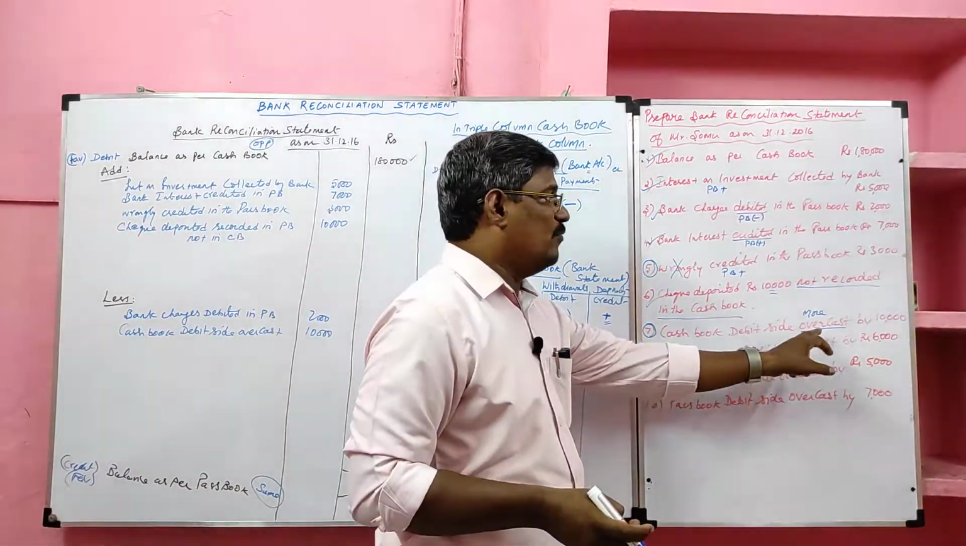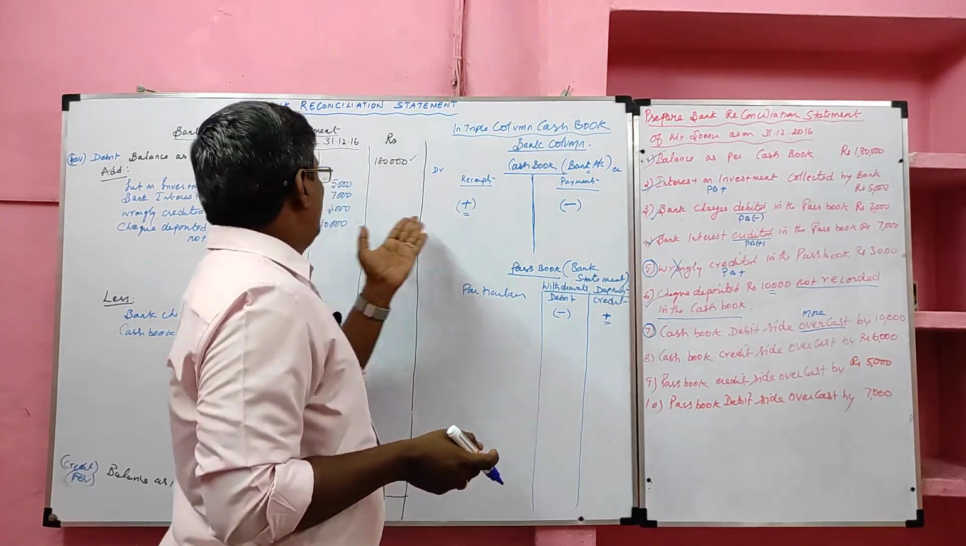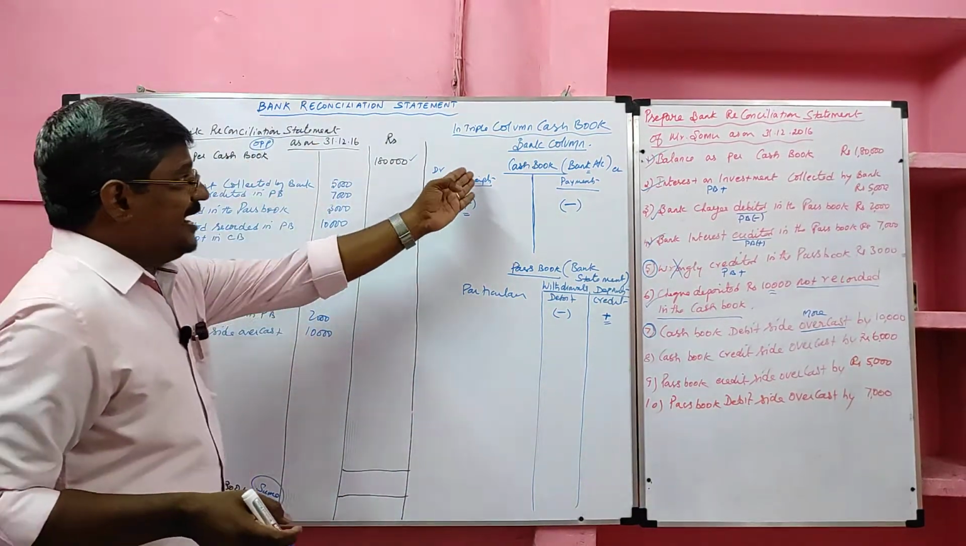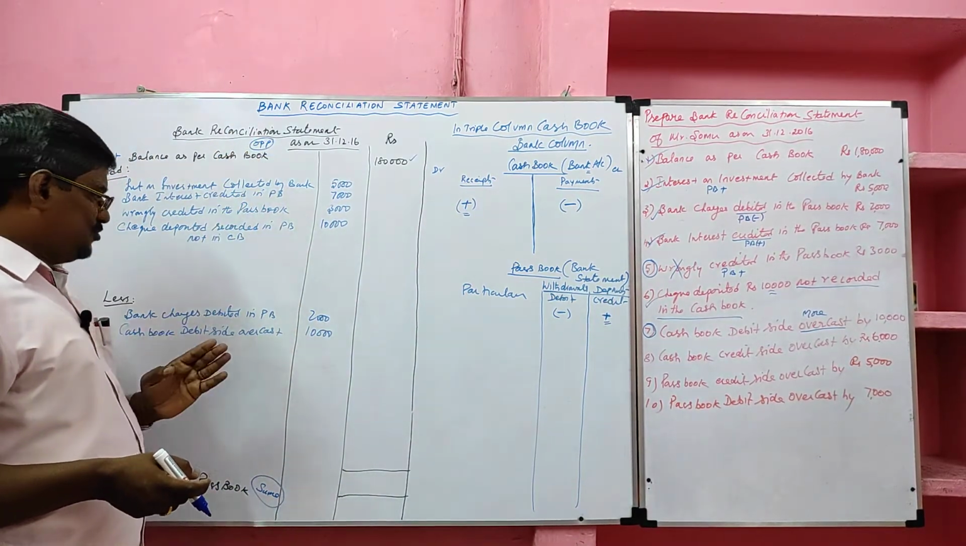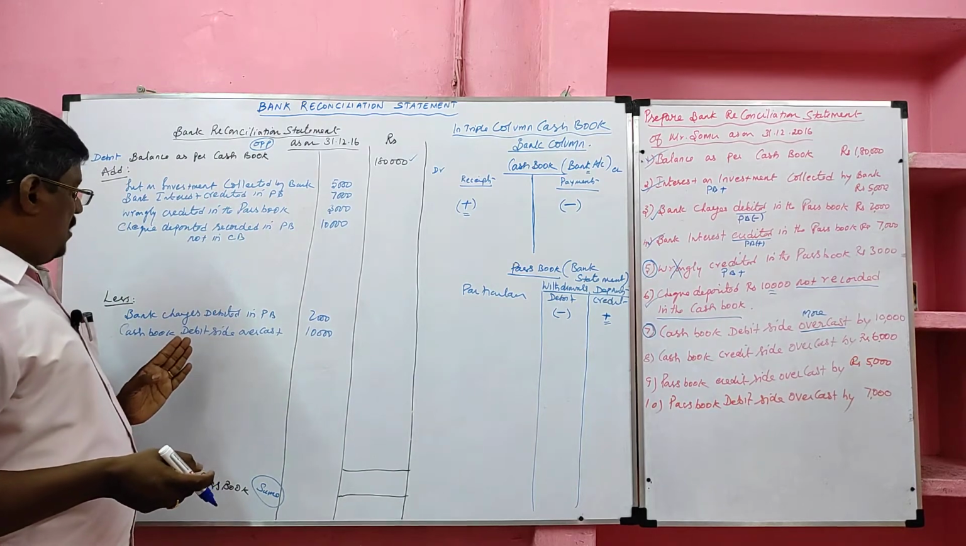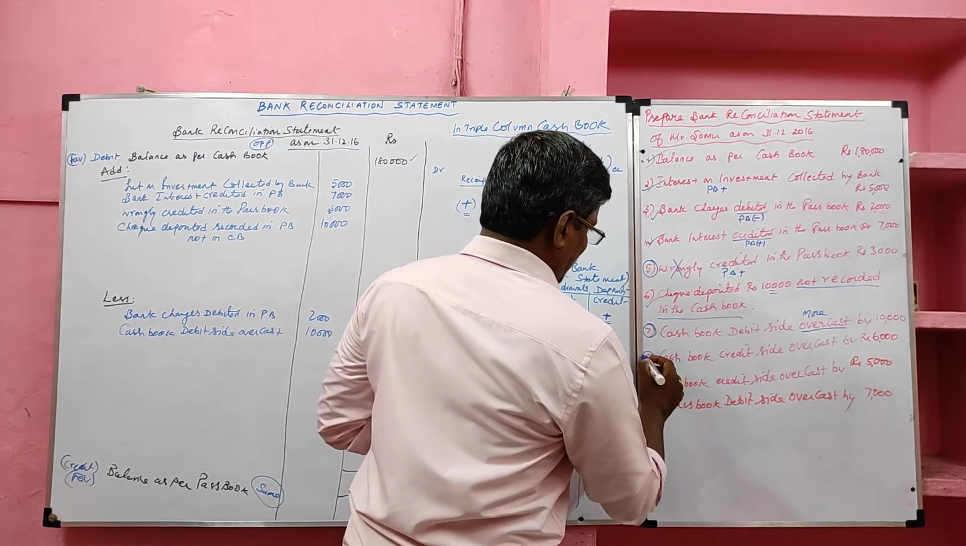Students, once again, it is a new transaction. Cash book debit side more. More means what they did? They added. Here what are we supposed to do? In cash book it was added. For this first method we should give opposite to the cash book. So we have to deduct.